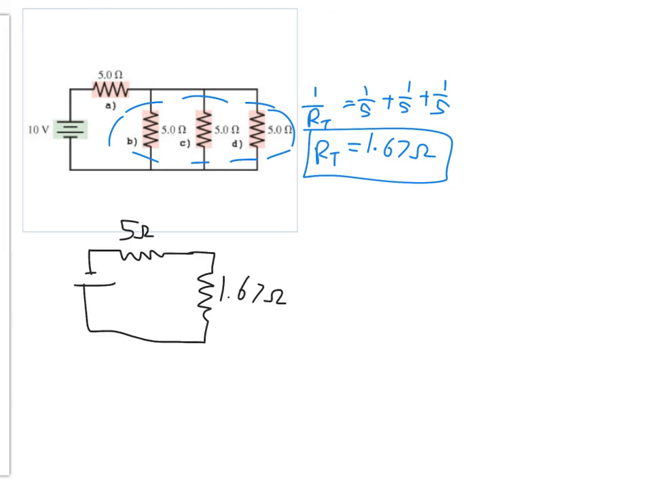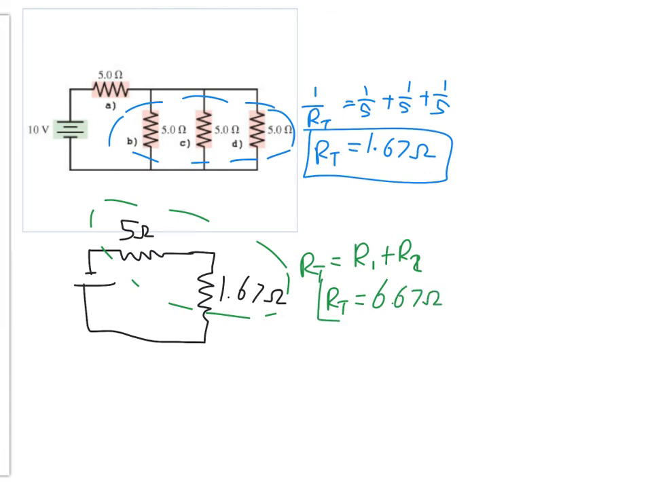Now I have my circuit redrawn, and I see that these two are now a simple combination. They're just connected in series, and so I can solve for the total resistance of those two by just adding them up, and so I end up getting a total resistance here of 6.67 ohms. So that's the total resistance of my circuit.